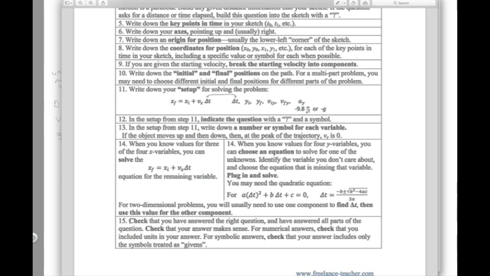Okay, so we did the checks, including checking that our answers made sense. Okay, so what have we learned from this problem?